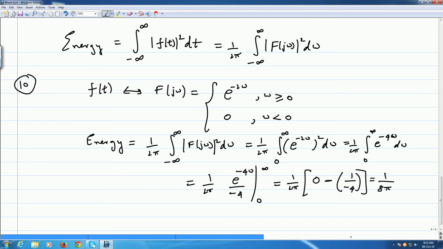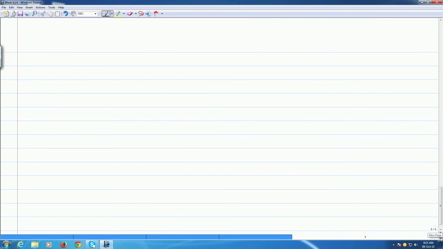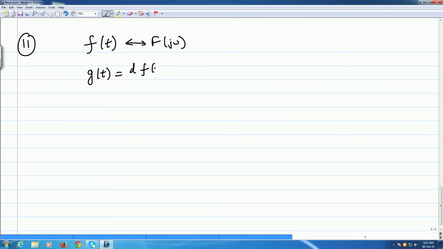So, most of these questions are basic integration or differentiation questions with energy, it is not too hard to do. Okay, so, that is question number 10 for you. Question number 11 is again, so maybe I will do 11 as well because it uses two properties. So, you are given a basic Fourier transform pair f of t and F of j omega. You need to find the Fourier transform of g of t, which is actually d f of minus 2t by dt.